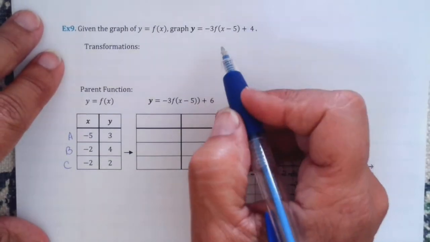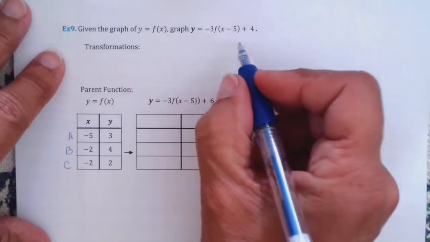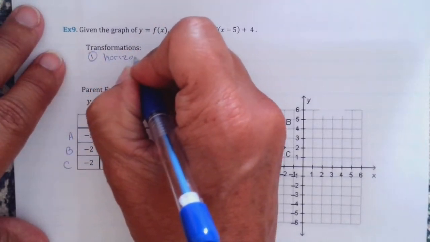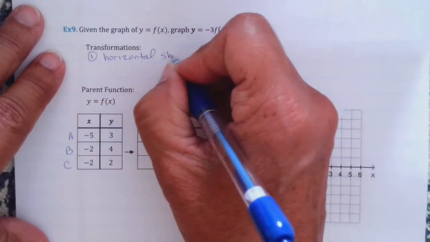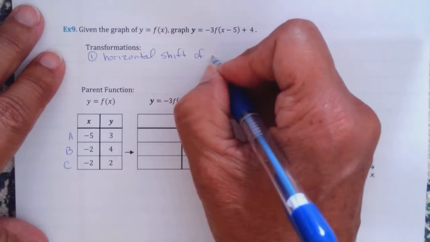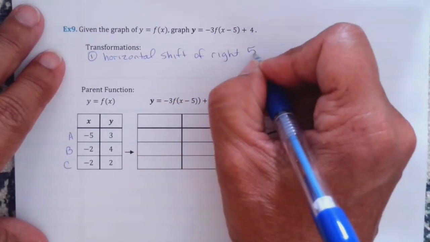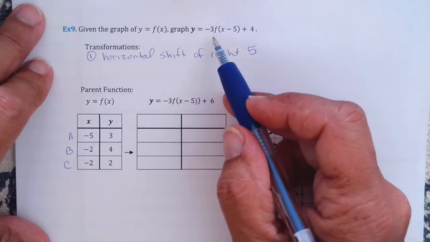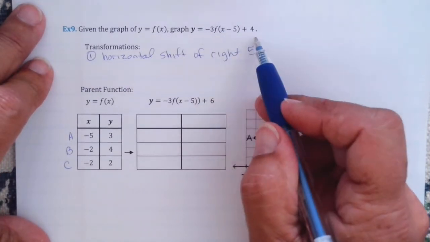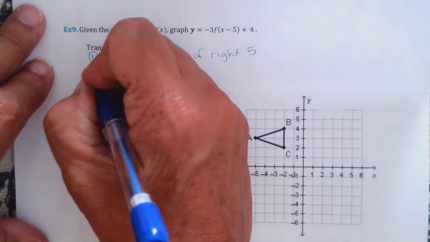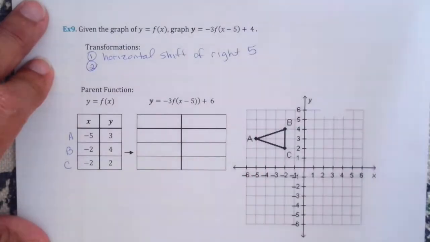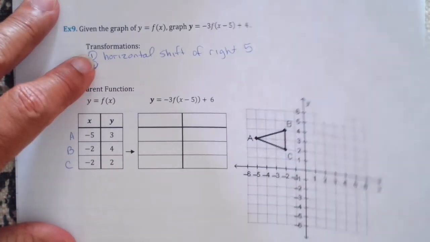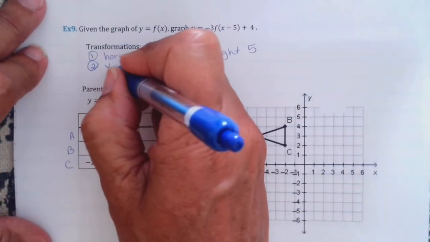So let's talk about the transformations. In here, we're going to go right 5. So that's a horizontal shift. Right 5. All right, then everything else is affecting y. So we've got our stretch of 3, reflection, and then up 4. So 4 things are going on here. Sorry, my paper keeps blowing. So we're going to do a vertical stretch of 3.